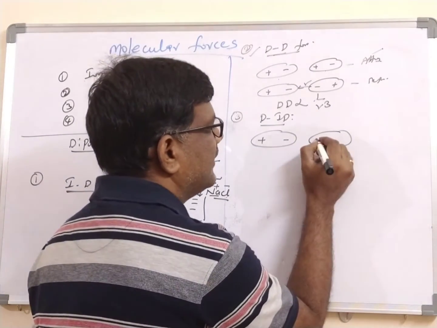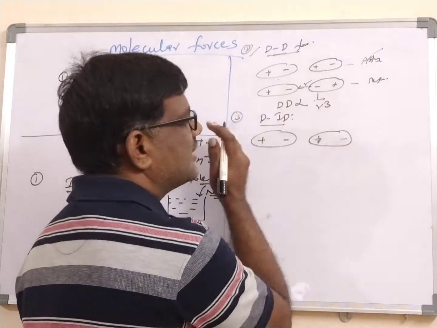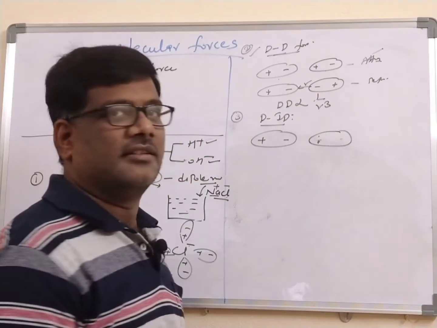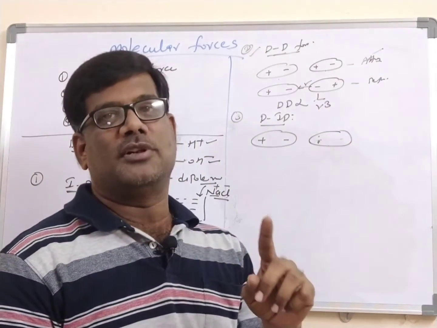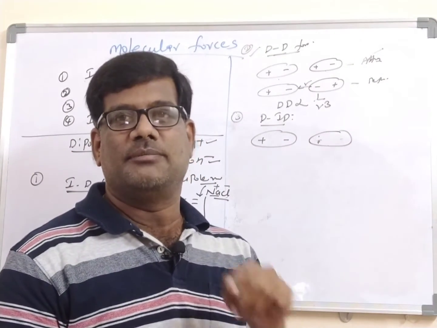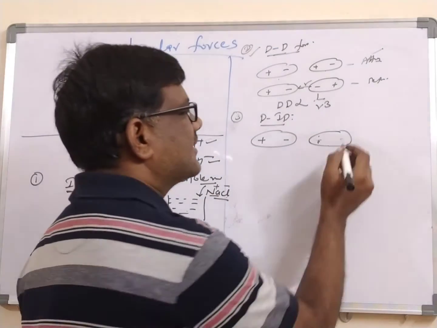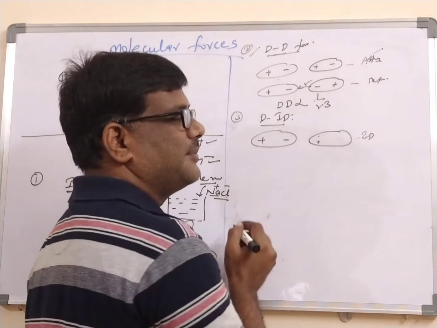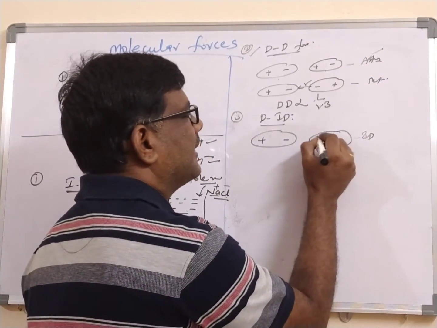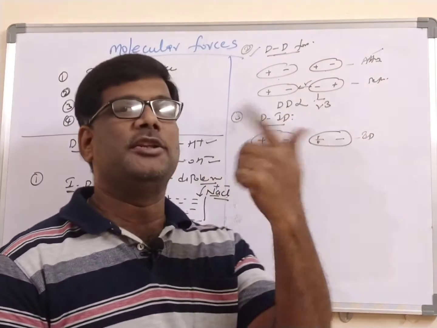Immediately this side becomes positive, and this will be the negative. If you remove this dipole, immediately this will be neutral again. Ultimately it is behaving as a temporary dipole molecule. It is getting the dipole polarity due to the adjacent dipole. That's why it is called the induced dipole. This is the permanent dipole molecule, and this is the temporary dipole molecule, which is called the induced dipole.